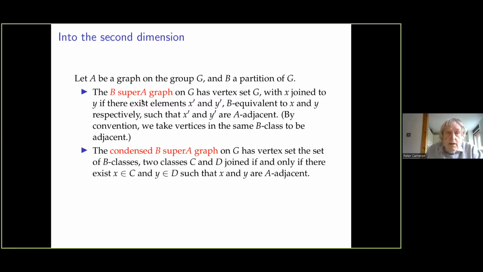You might say, well, every equivalence class, if you have two equivalence classes of B and you have one edge between them, then you have all possible edges between them. And it might be more sensible to contract that graph down so that each equivalence class becomes a single vertex. And I'm going to call that the condensed B super A graph. So the vertex set is the set of equivalence classes of the relation B, and you join two classes if they have representatives which are joined in the graph A.